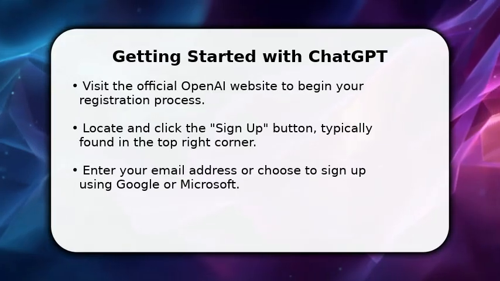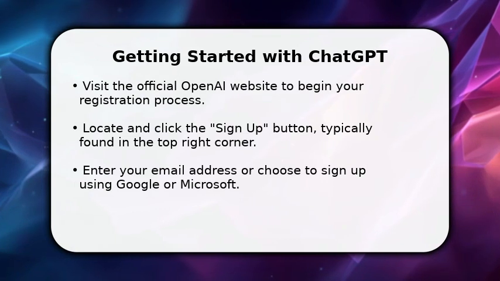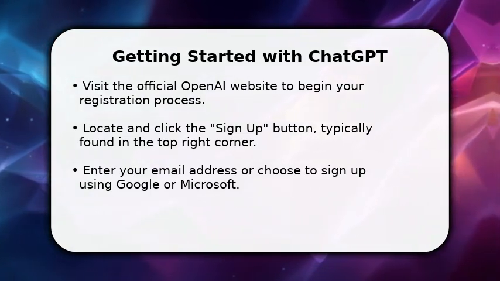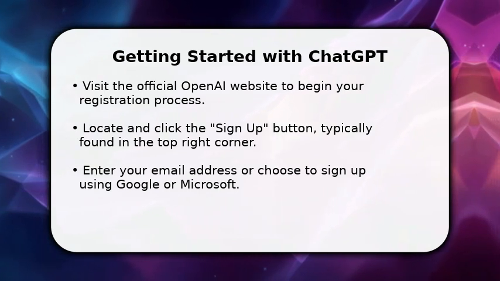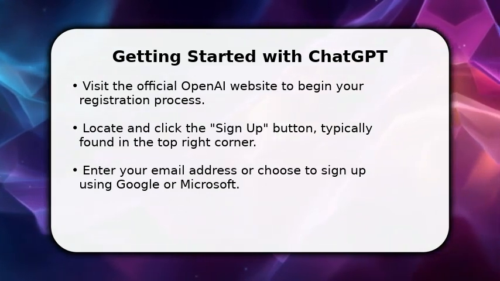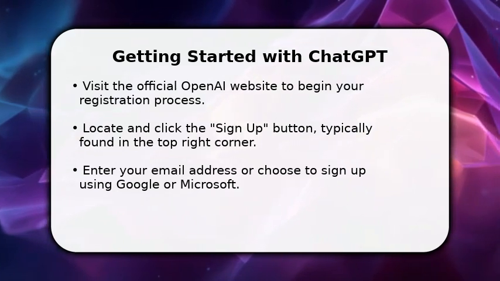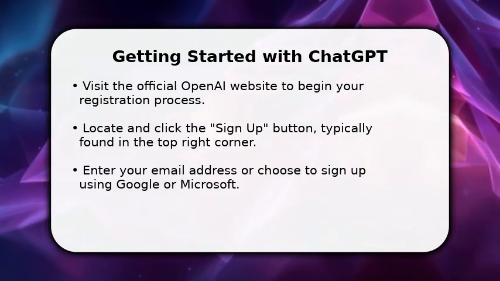In this video, I will explain how to sign up to ChatGPT. First, navigate to the official OpenAI website. Once there, look for the Sign Up button, usually positioned prominently in the upper right-hand corner of the page. Click this button to initiate the registration process.